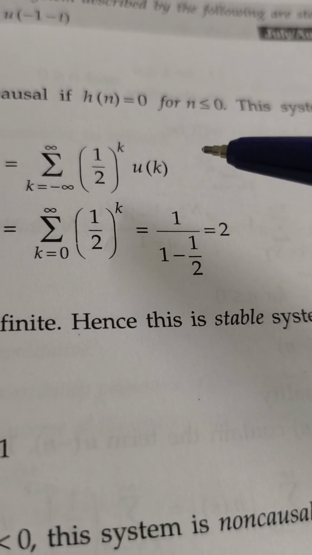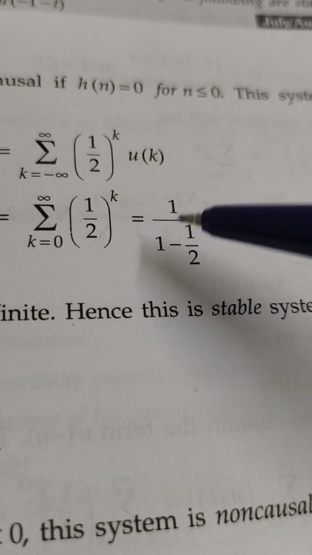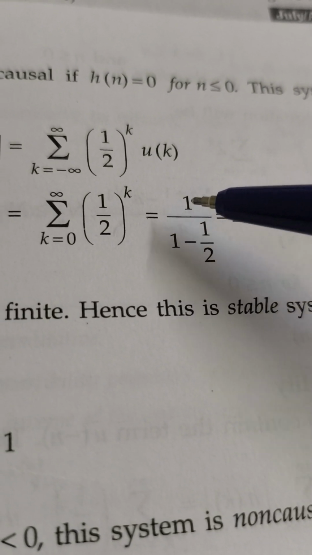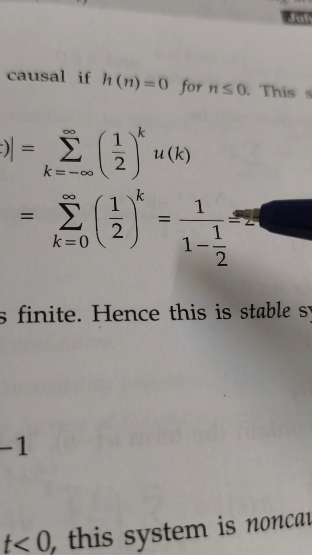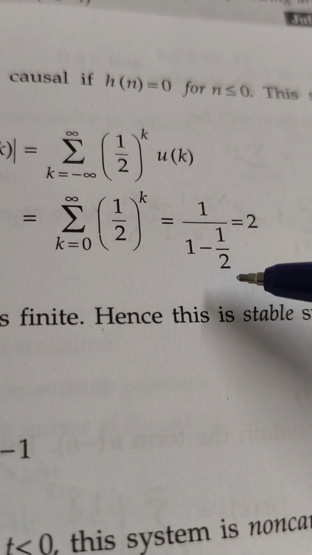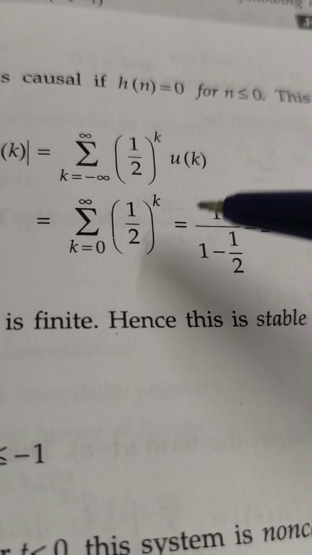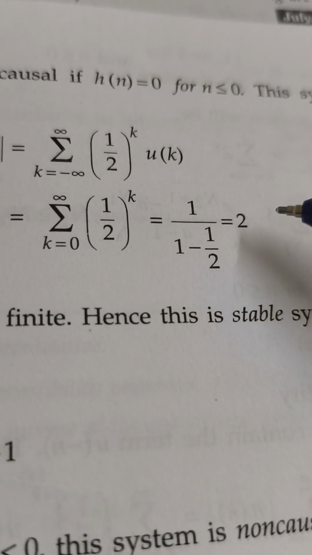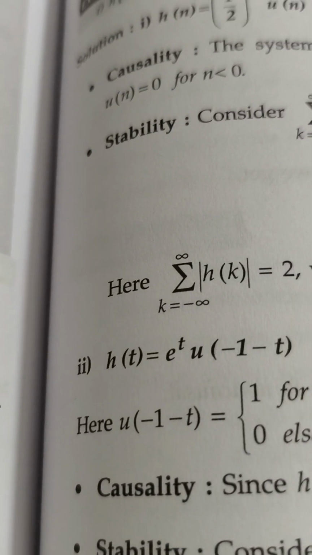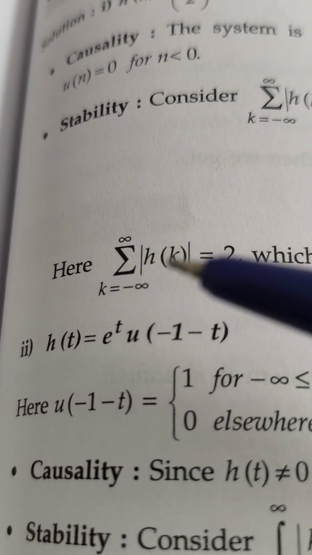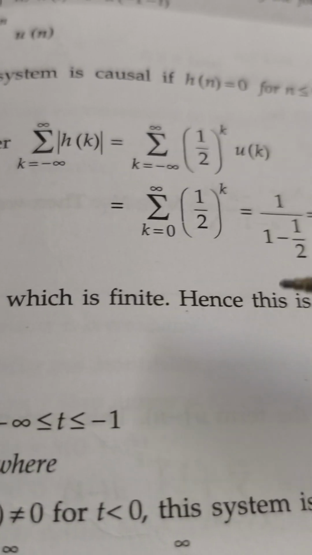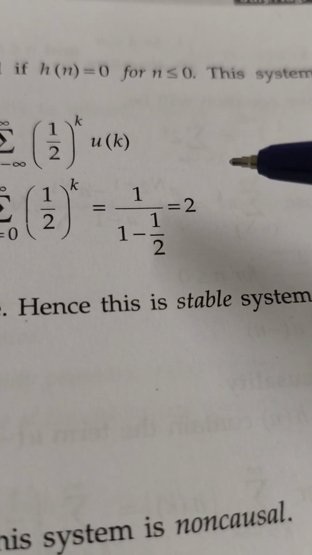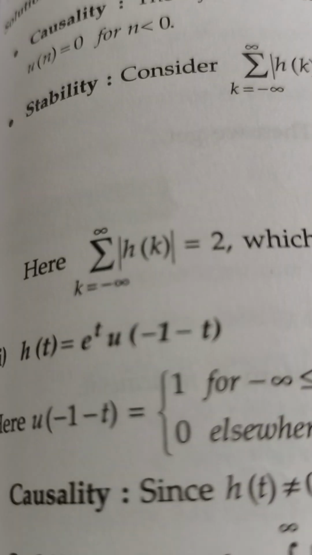Using the formula, that will be equal to 1 divided by 1 minus 1 by 2. When we rearrange and simplify this equation, we get the result 2. Hence, this system is stable because it is less than infinity.